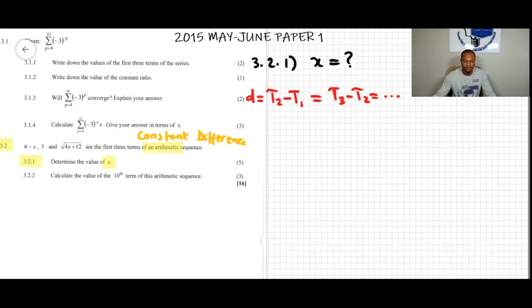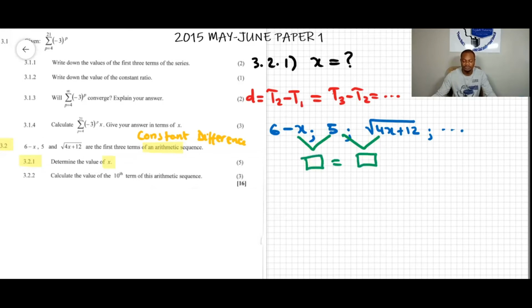Now we will look at the terms as they are. The first term is 6 minus x, and the second term is 5, and the third is square root of 4x plus 12, etc. Now it means that the difference between these two terms will be equal to the difference between the next two. Whatever we get here will be the same as whatever we get there. So the difference will be constant. Now let's work it out.